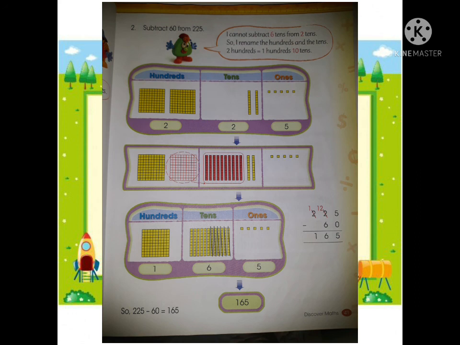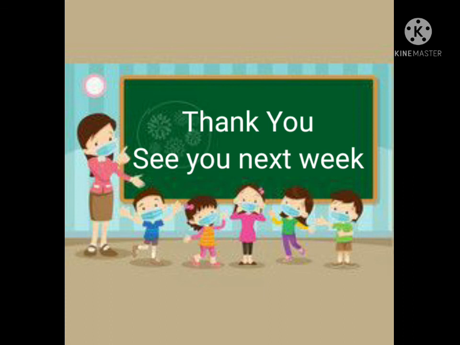There are 165 left. So 225 minus 60 equals 165. Okay, good. I think that's enough for today.